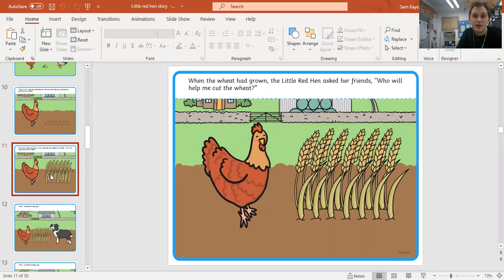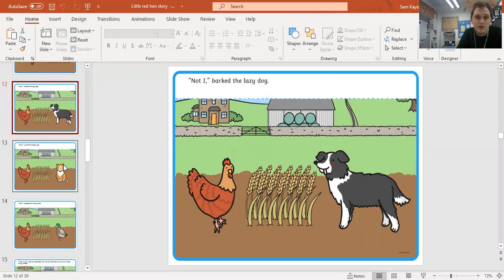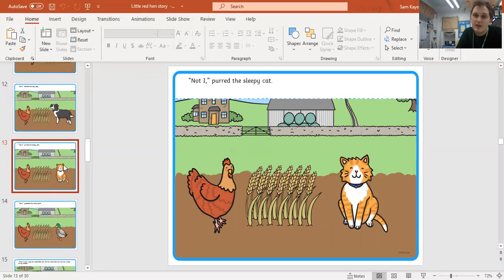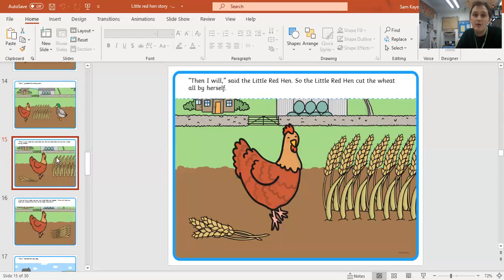So the little red hen planted the grains all by herself. When the wheat had grown, the little red hen asked her friends, "Who will help me cut the wheat?" "Not I," barked the lazy dog. Woof, woof. "Not I," purred the sleepy cat. "Not I," quacked the noisy duck. Quack, quack. "Then I will," said the little red hen. So the little red hen cut the wheat all by herself.